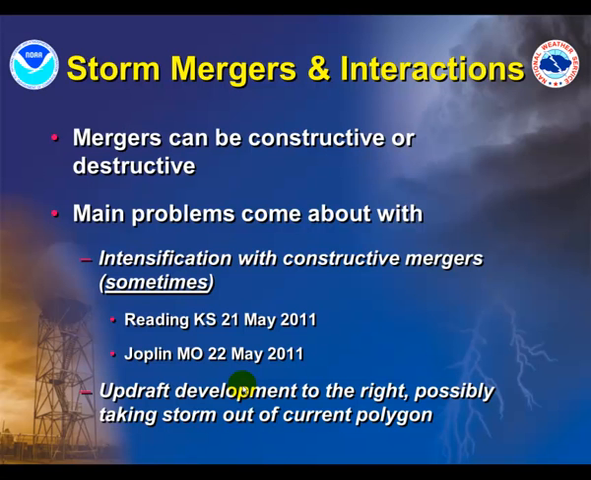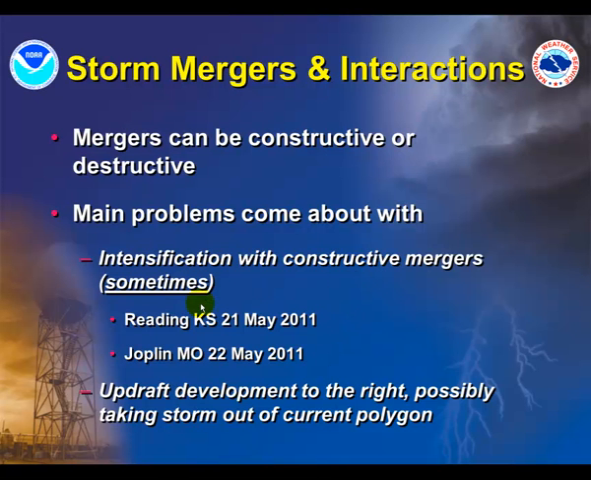So we've looked at propagation along boundaries, on gust fronts. We're going to look at mergers now that occur maybe in the warm sector, which still complicate factors. We know that mergers can be constructive or destructive, and that's hard to predict. Our main problems come about with intensification from constructive mergers, which occur occasionally.